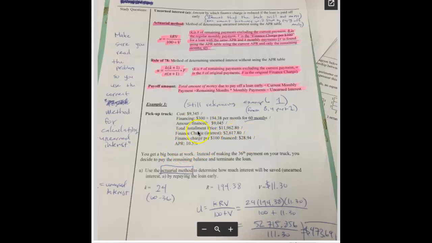So there's tons of information, and I have to plug in what I need here. Using this formula, U equals KRV over 100 plus V, would be the actuarial method. If I use this formula, it's the method called the rule of 78. So depending on what is being asked, like use the actuarial method to determine how much interest will be saved, U, by repaying the loan early, make sure you're using this formula for that one.